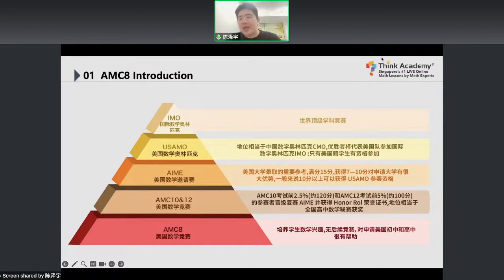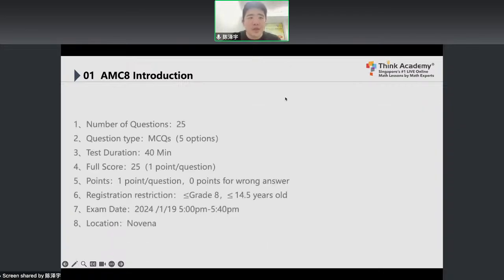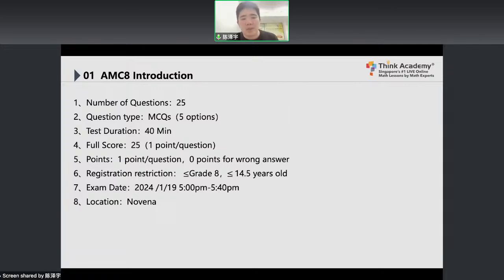So the track to SMO is for SMOPS and MOPS II. AMC8 will not get you to the SMO and IMO, but it is another different track for Math Olympiad, especially for international students. Let me give a short brief introduction on this.